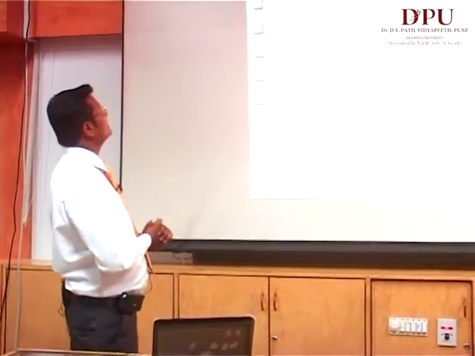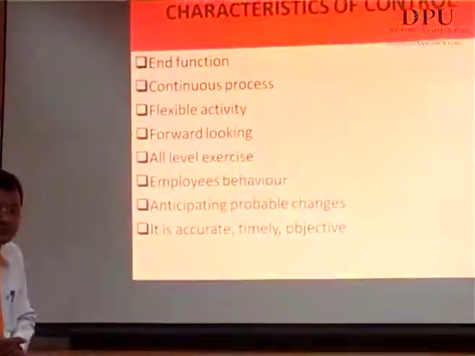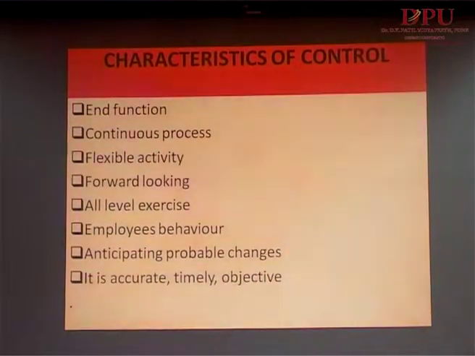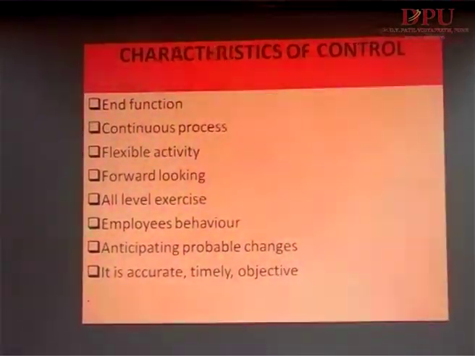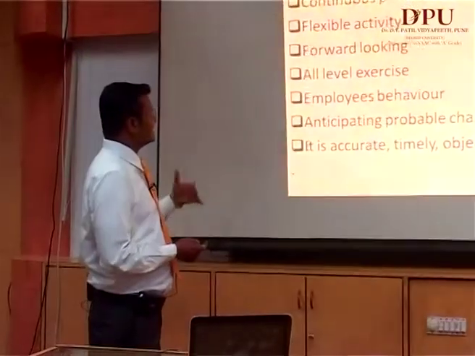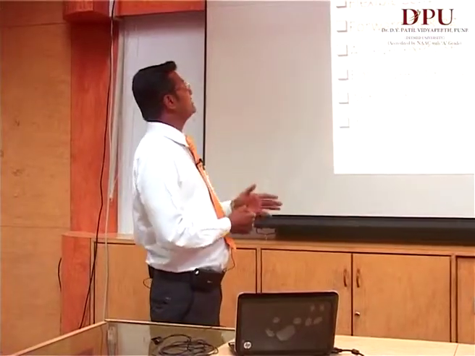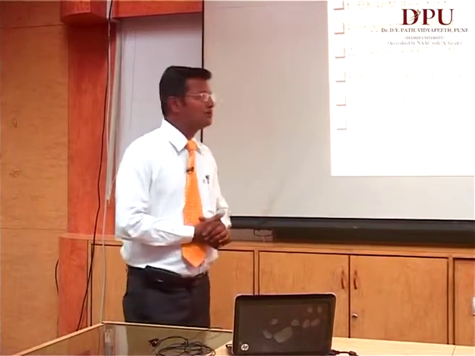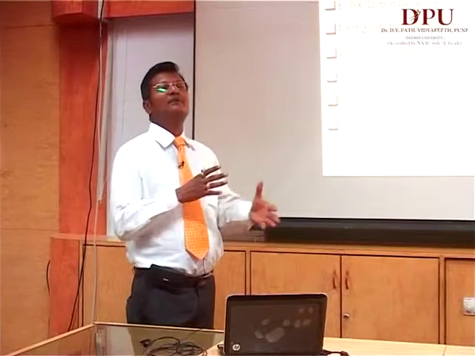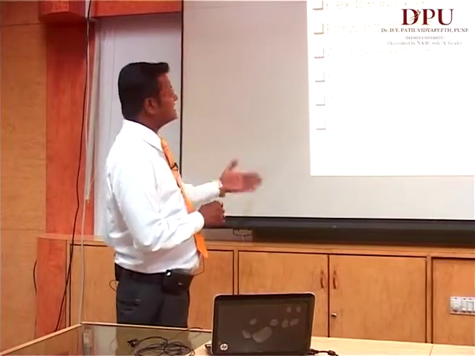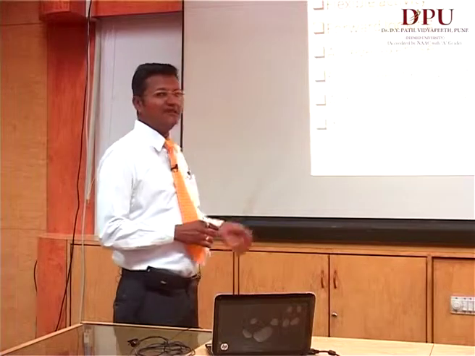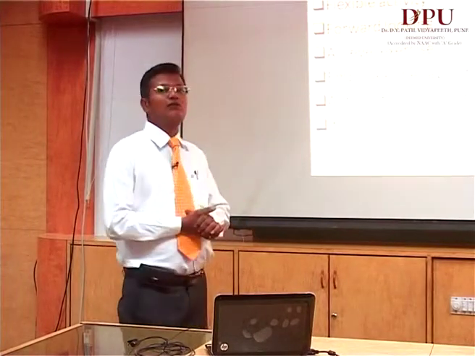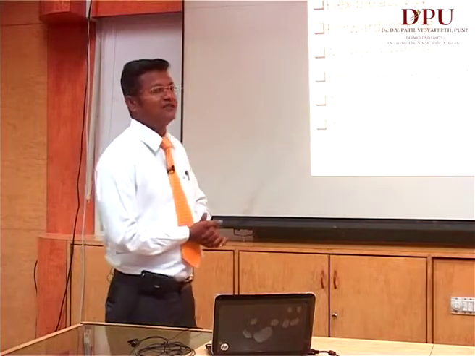It is an end function, and it is a continuous process. Control is present at every level of the organization, from top management to lower level management. It covers employees' behavior and anticipating probable changes. So with the help of control you are able to anticipate the probable changes in the outcomes. Then it is accurate, timely and objective. The objective is to check the performance.